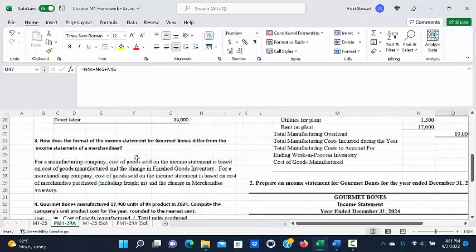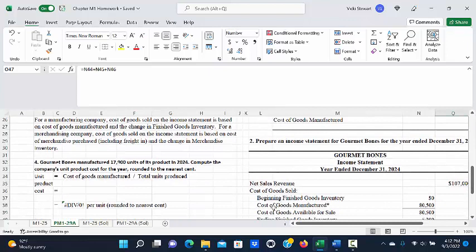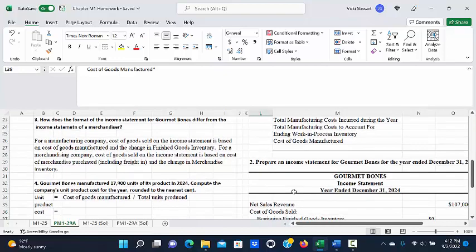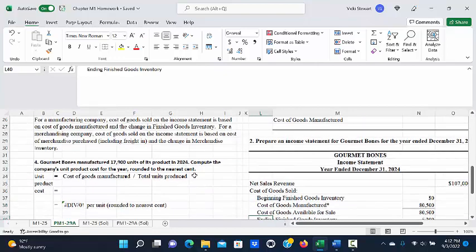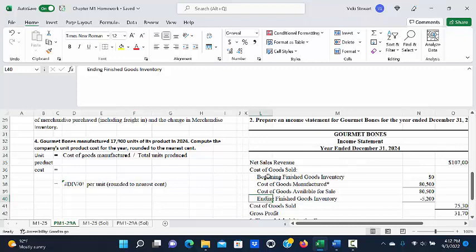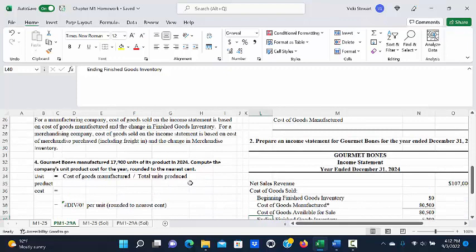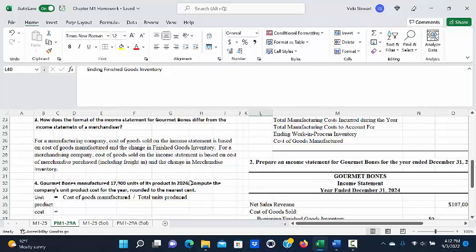$23,200. In Part 3, it asks us, how does the format of the income statement for Gourmet Bones differ from the income statement of a merchandiser? Well, if you notice in Gourmet Bones, instead of having purchases, we have cost of goods manufactured, and we had to calculate that ourselves, and we also had our ending finished goods inventory. So in a merchandising company, you're going to have your beginning inventory, but you're going to have purchases. That's going to be cost of goods available for sale, and then ending inventory. So mostly the difference is in calculating cost of goods manufactured.